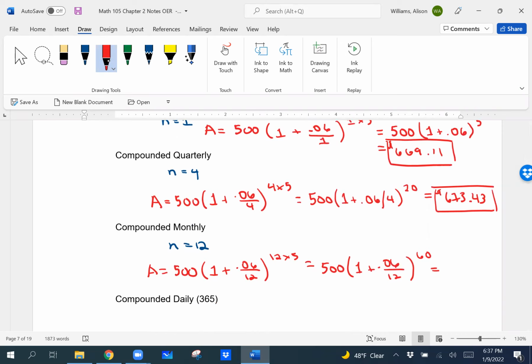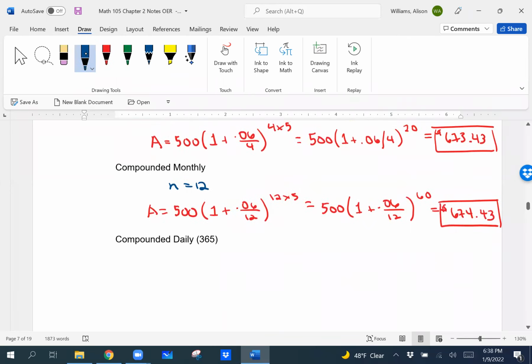0.06 divided by 12, and then that's raised to the 60. All right, so I am getting $674.43. So again, even less of a difference, even smaller. Okay, that makes sense, because we're not giving a lot of time to earn interest.